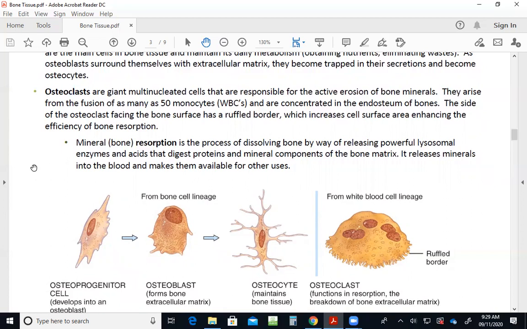So if it helps, write out the word carve, which is what they do. They take bone and erode it, meaning they carve out the calcium and minerals and release it into the blood. So they do the exact opposite of our osteoblasts.